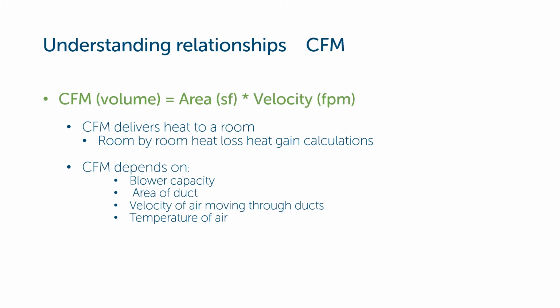So we're still looking at relationships of CFM. The CFM, also known as the volume, is equal to the area times the velocity. So the CFM delivers heat to a room. That's why we need our room by room heat loss and heat gain calculations so we can figure out how many CFM to put into the room.